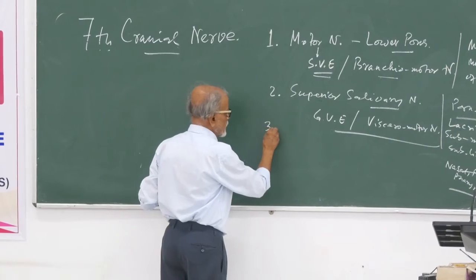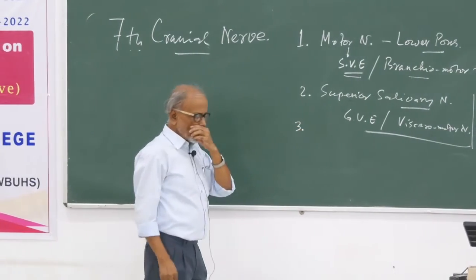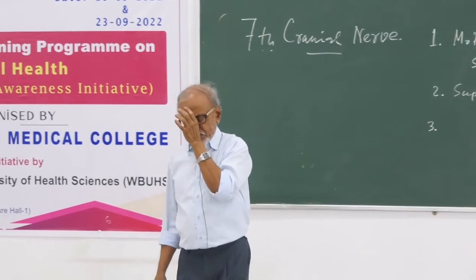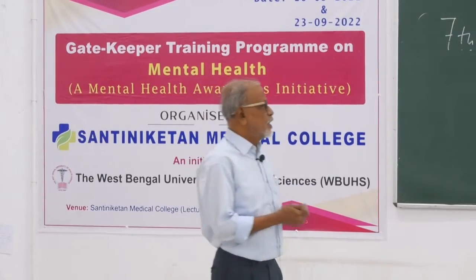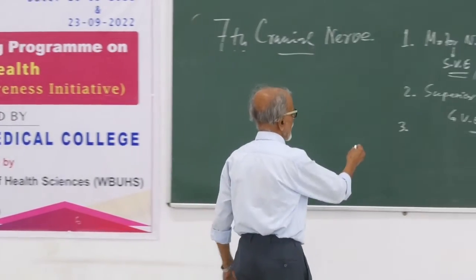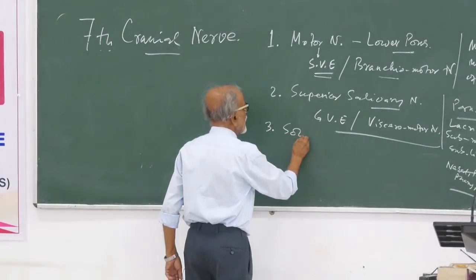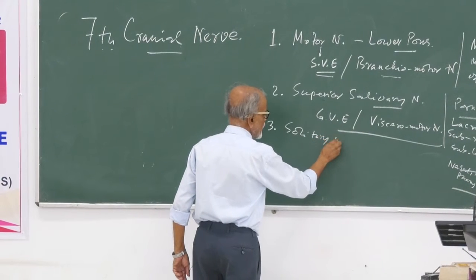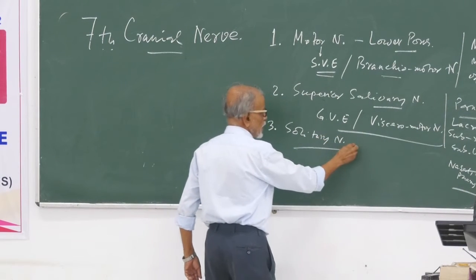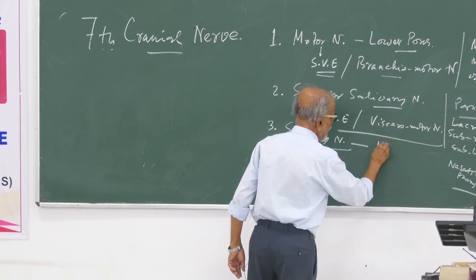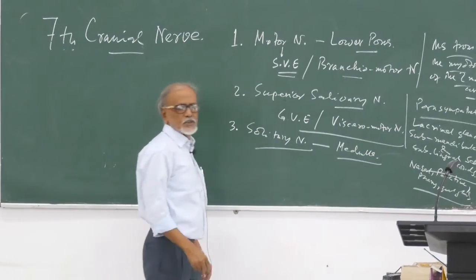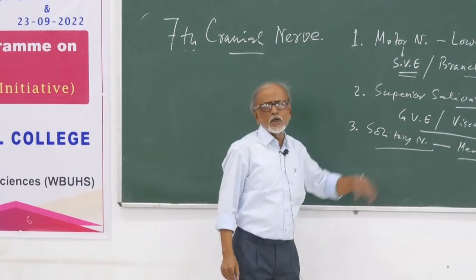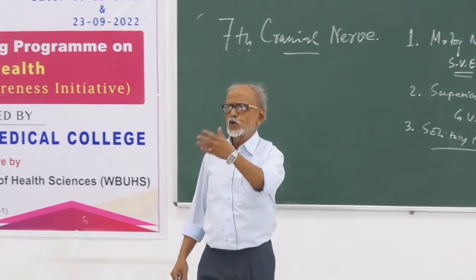The third nucleus is a composite one. Its name is solitary nucleus. It lies where? It lies in the medulla, the medullary part of the brainstem. The motor nucleus lies in the lower pons.